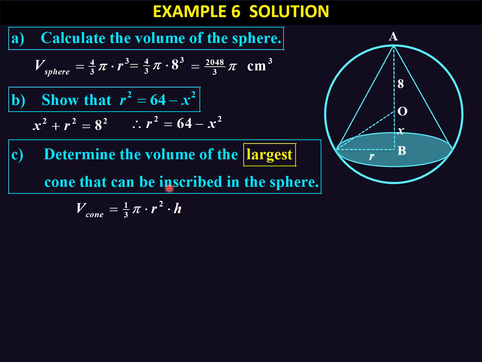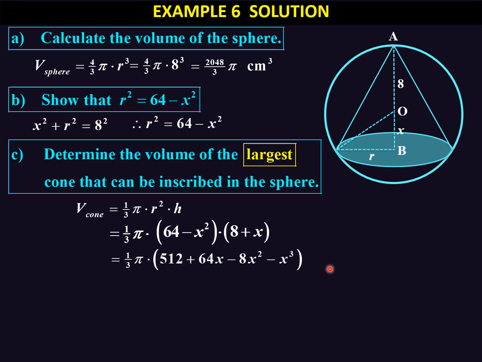But the h and r here, we can see r is in terms of x, there's r squared. I can replace the r squared. H is the height. And what is the height? The height is AB. And what's the length of AB? Not 8x, but 8 plus x. So I replace the r squared, and I replace the h, which is 8 plus x. We need to expand that so that it will be easier for us to differentiate. If we expand that, we get this cubic expression there. Okay, just be careful while you expand that.